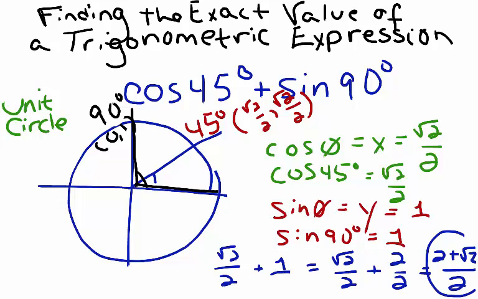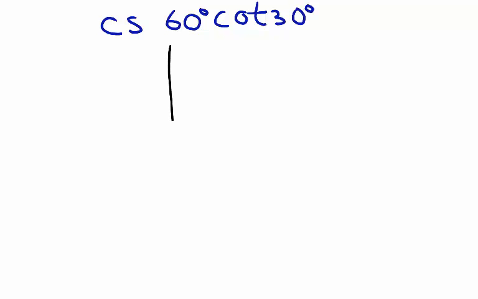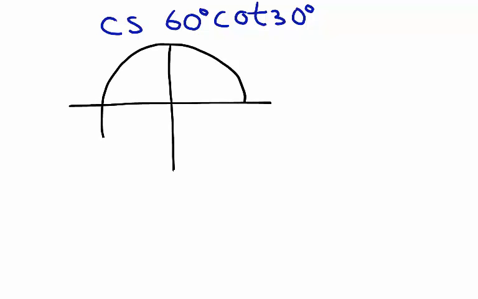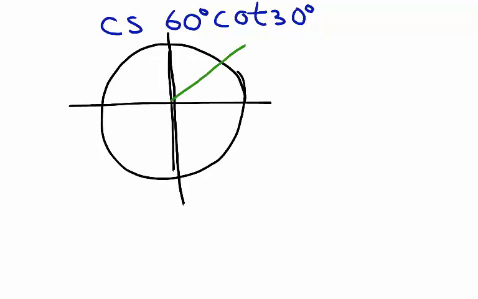Let's take a look at another example. Suppose I want to find the exact value of cosecant of 60 degrees, cotangent 30 degrees. Let's consider our unit circle and the points for an angle of 60 degrees. A 60-degree angle has coordinate points 1/2, square root 3 over 2.